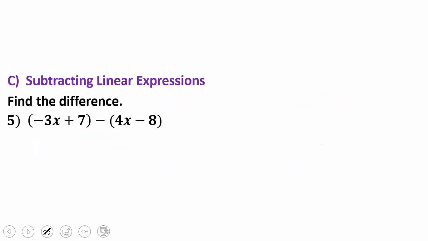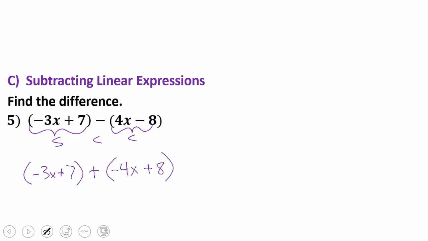Subtracting linear expressions. Find the difference. So I'm going to go back to that last definition of the rule for subtracting integers, same, change, change. Because everything in the first expression stays the same. Subtraction changes to addition, and everything in the second expression changes signs. So what do we have? We have negative 3x plus 7. That stays the same. Subtraction becomes addition. Our positive 4x becomes negative 4x, and our negative 8 becomes a positive 8 as we change every sign.